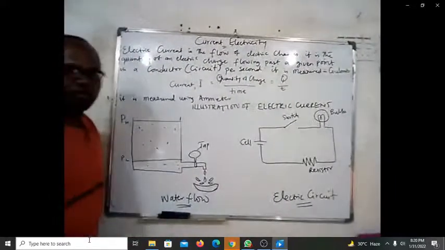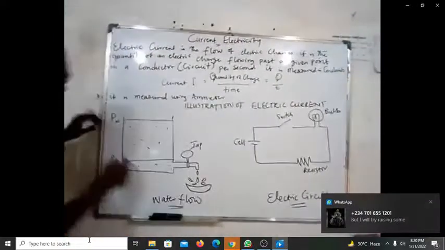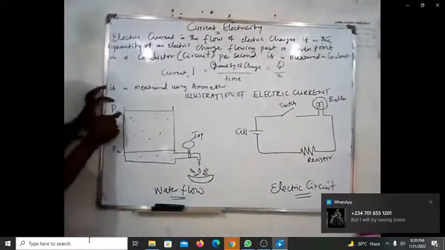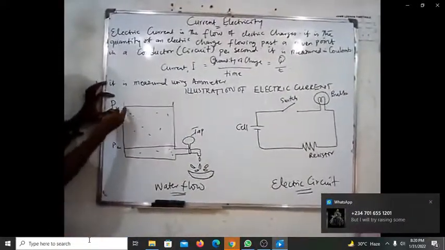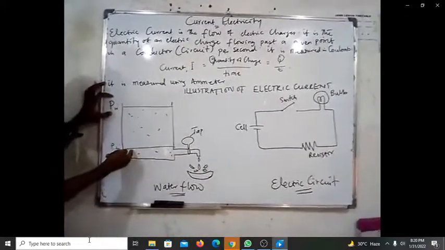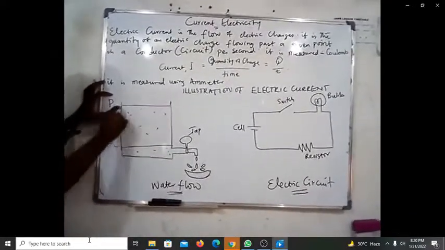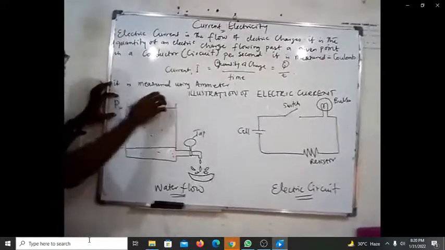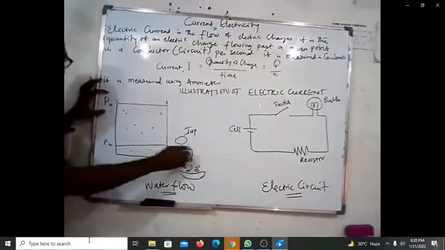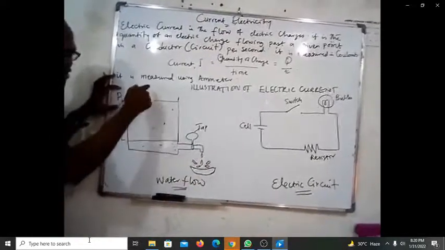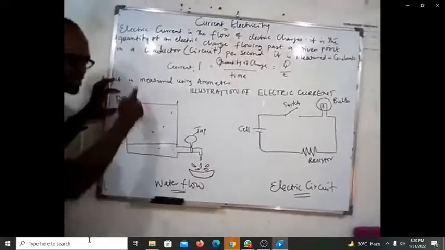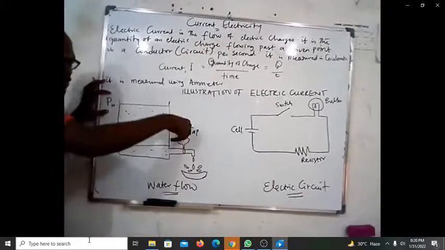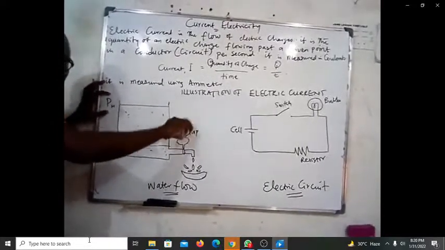Now you can illustrate the flow of current using the flow of water. Water flows from a point of higher potential. Can you see the level of water here? Is it higher than this one? It's higher. This one is high potential and this one is lower potential. So if you have a big bowl like this and you connect an outlet here, what will happen? The water will flow. And that is when you open the tap.